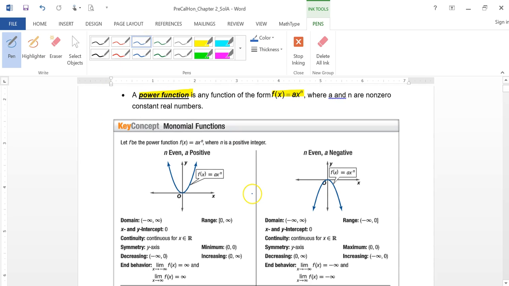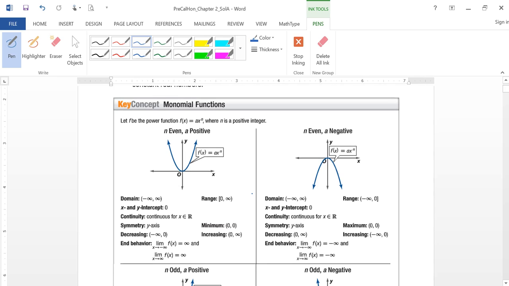In the case that the functions are monomials, we can talk about how they look. So if n is even and a is positive, all right? So we're talking about n being even, meaning the x squared and x to the 4 and x to the 6, x to the 8. In the case that a is positive, so positive 2x squared, positive 4x cubed, x to the 4th, it looks like this, okay? Where both ends of the graph are up. It looks like a parabola that opens upward.